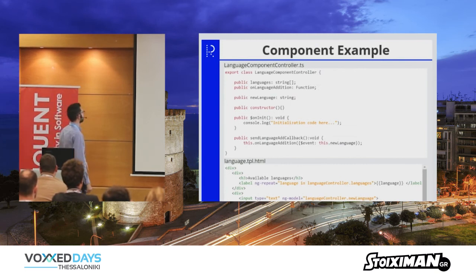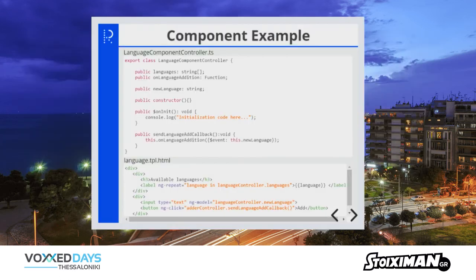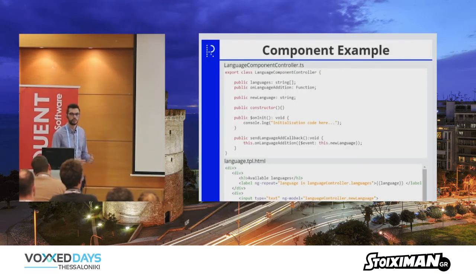About the controller, at first glance, we can see that we've got 3 properties. Languages, which is a string array, and it will hold our languages. It's our input binding. Then we've got onLanguageAddition, which is a function, that callback function we talked about, the output. And then we have the newLanguage string property, which will actually accommodate a potentially new language. Then we have our constructor, which does fairly nothing.